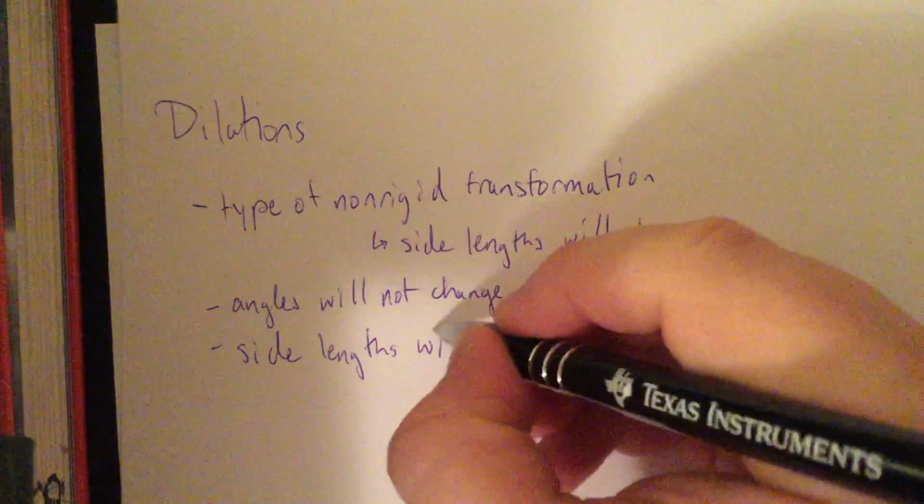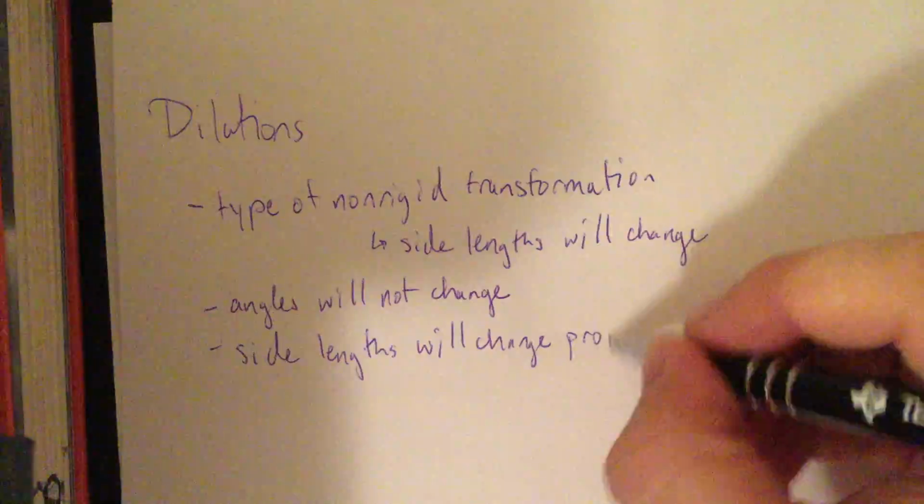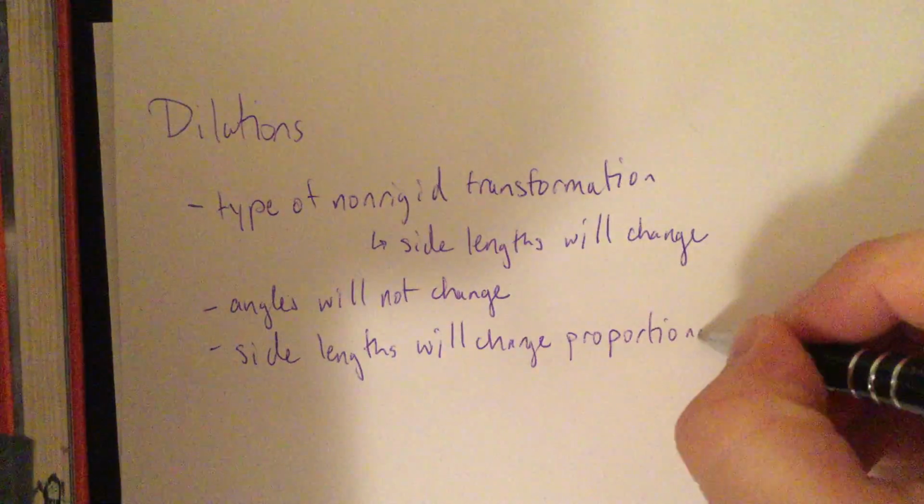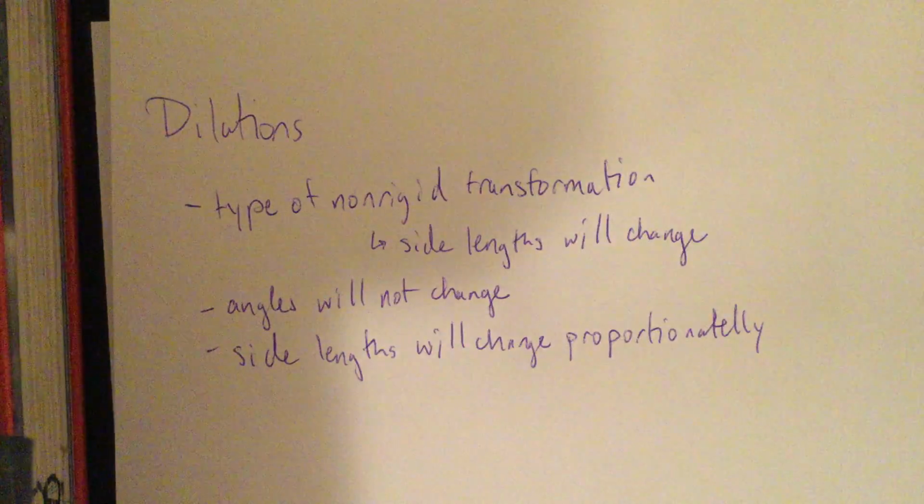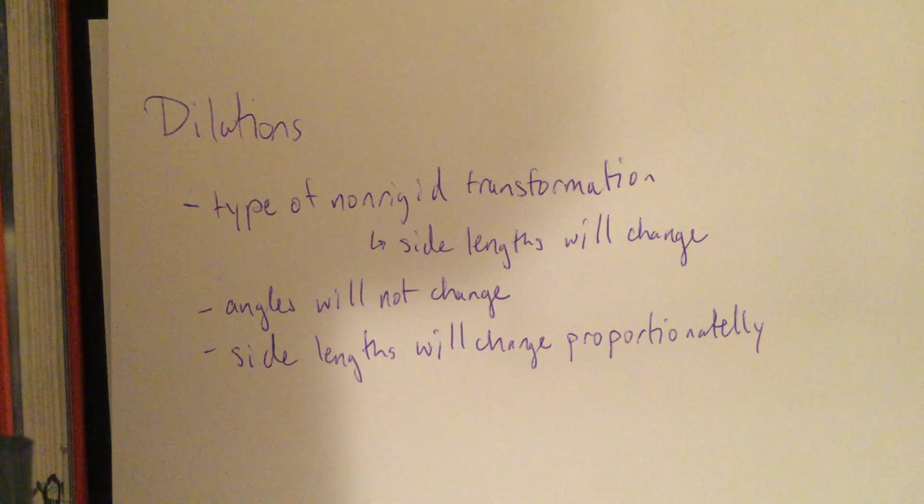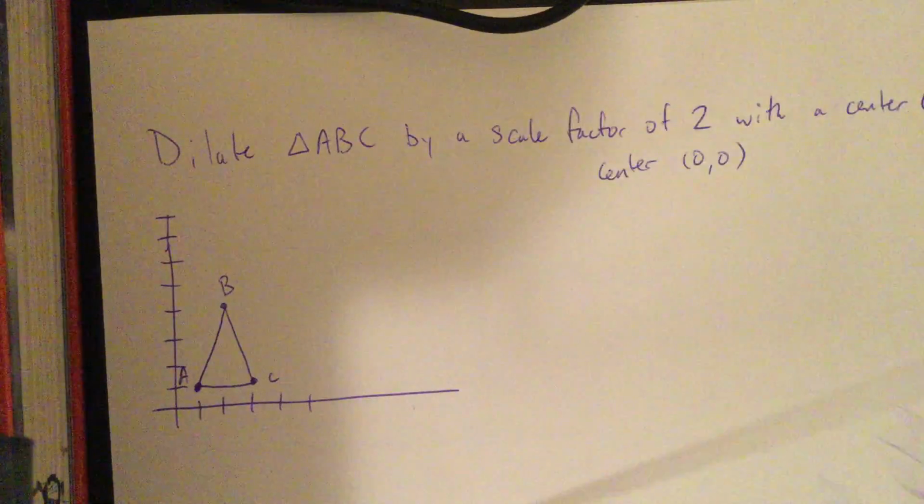And then one other thing about the side lengths is the side lengths will change proportionately. Okay, and we'll talk about that. That's called a scale factor, which we will talk a bit about in this video as well as our next video. Okay, so now we're going to perform a couple dilations.